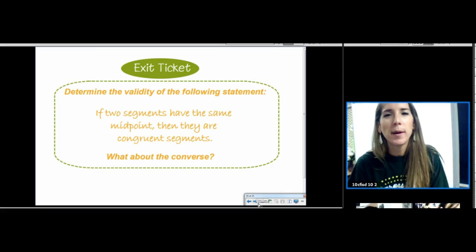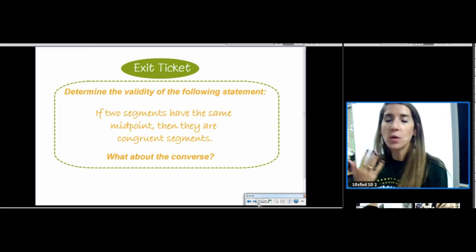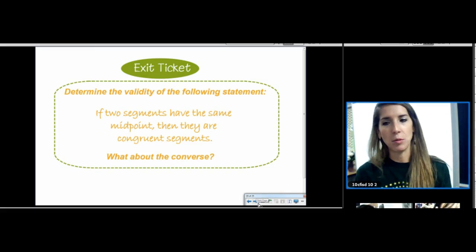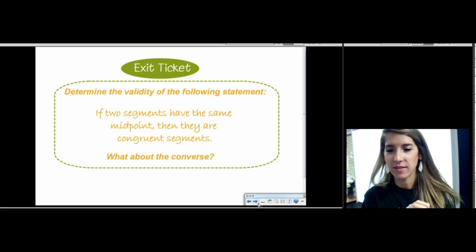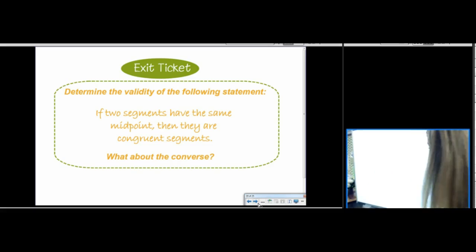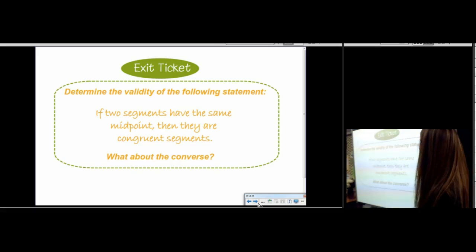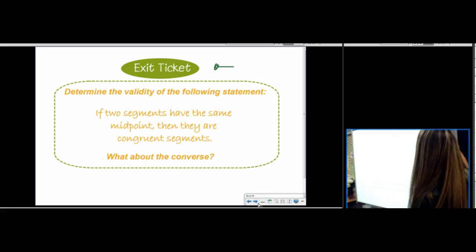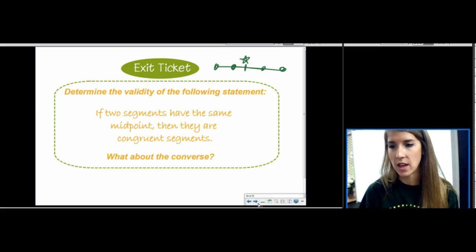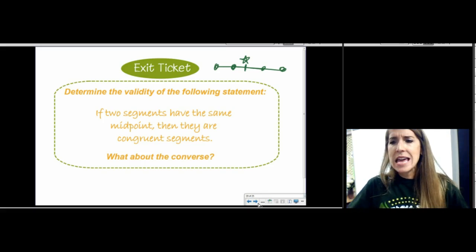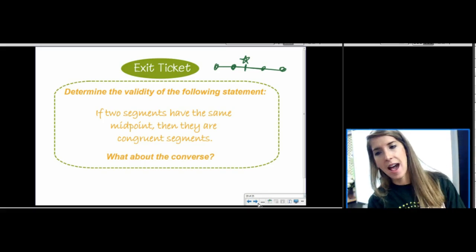Determine the validity. Remember, when you hear things like, what is the truth value, or determine the validity, it just means, is it true or false? If 2 segments have the same midpoint, then they are congruent segments. Good. Totally false. So we did that on our first slide today. These 2 segments could have the same midpoint, but they don't have to be the same length. What about the converse? If 2 segments are congruent segments, then they have the same midpoint.